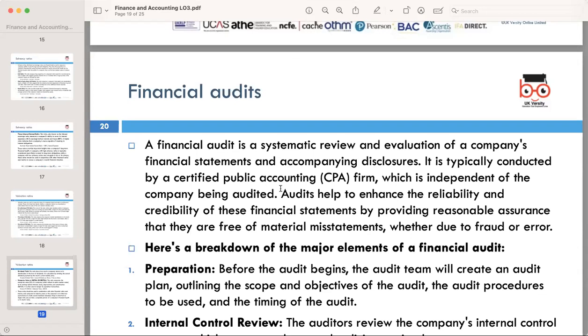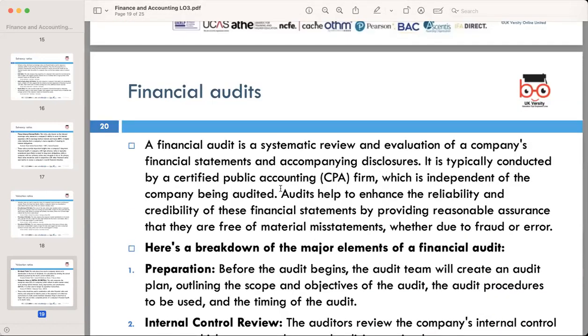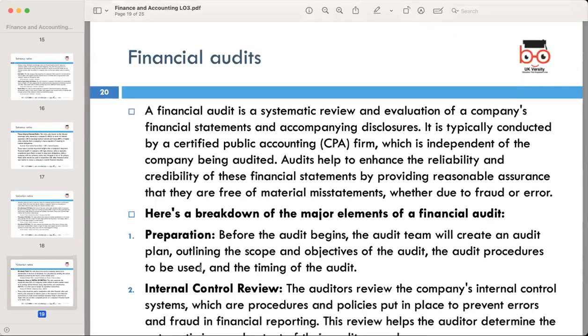Let's talk about the major elements of a financial audit. First, preparation before the audit begins. The audit team, which is the group of people conducting the audit, will create a plan. This plan outlines what the audit will cover, what the objectives are, what procedures will be used, and when the audit will take place.